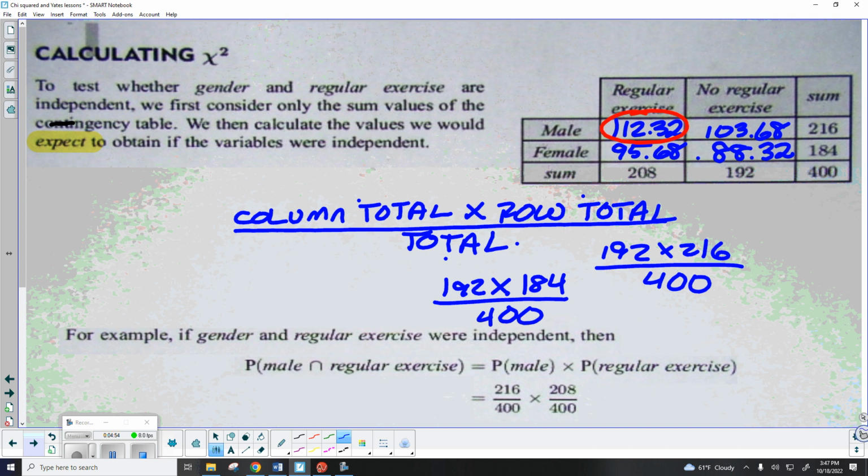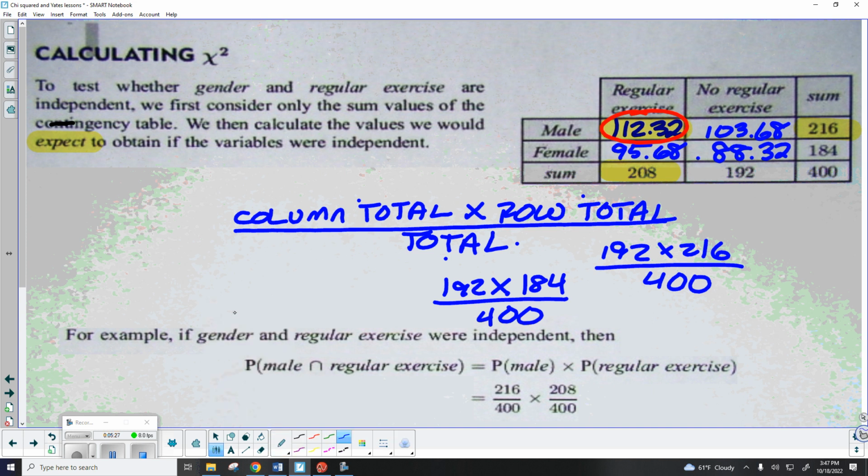Okay. So let me show you where some of these came from. Let me highlight this one right here. So let's say I want to know the expected number of males who exercise regularly. Well, you'll notice that particular column total is 208. That row total is 216. Let me erase that. That was an accident. Okay. So see this cell right here, that's the intersection of those two. So I want to take those two totals.